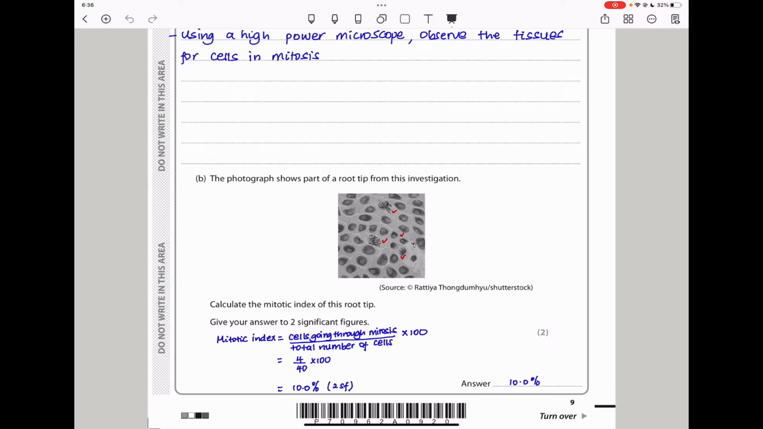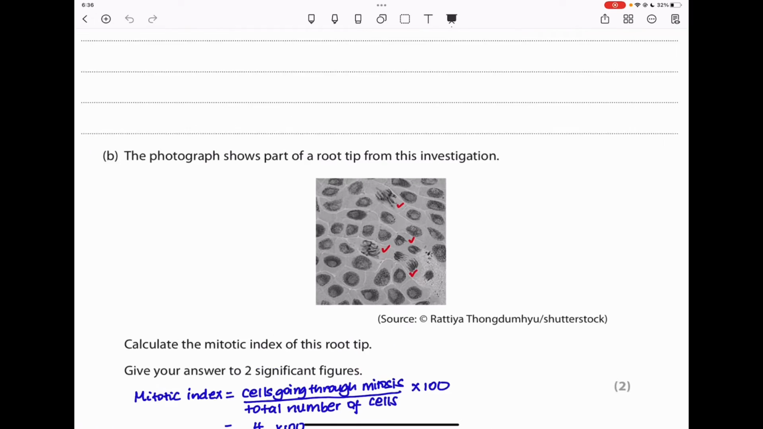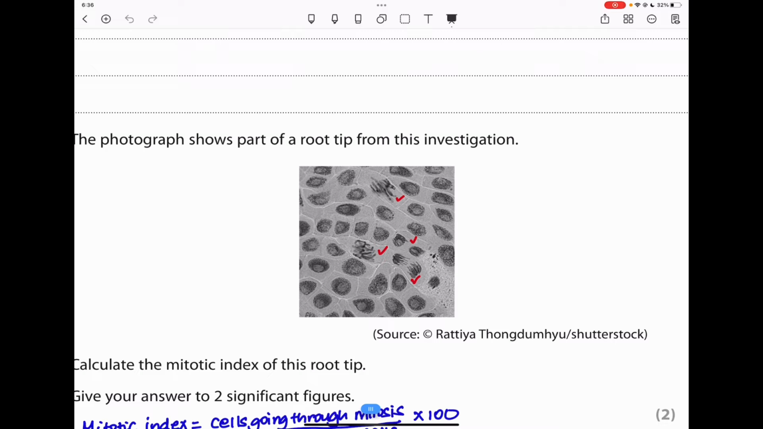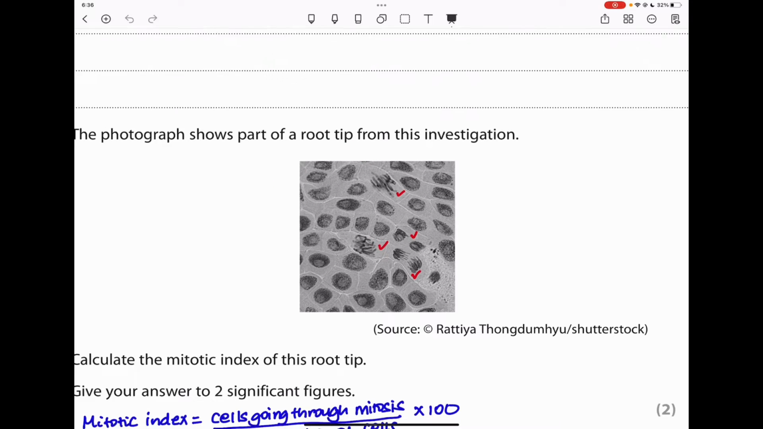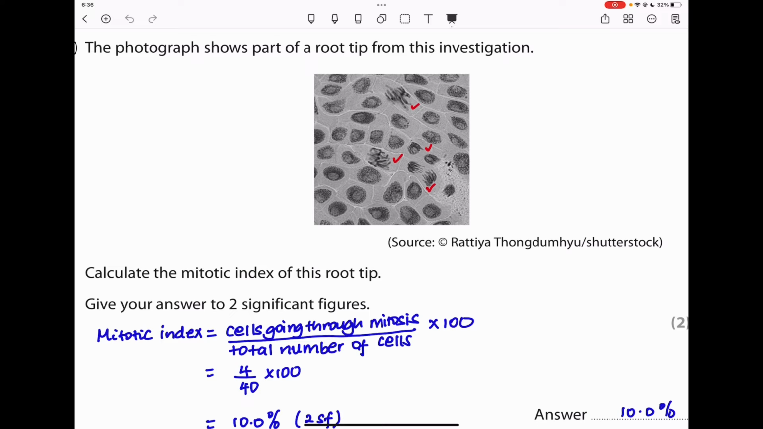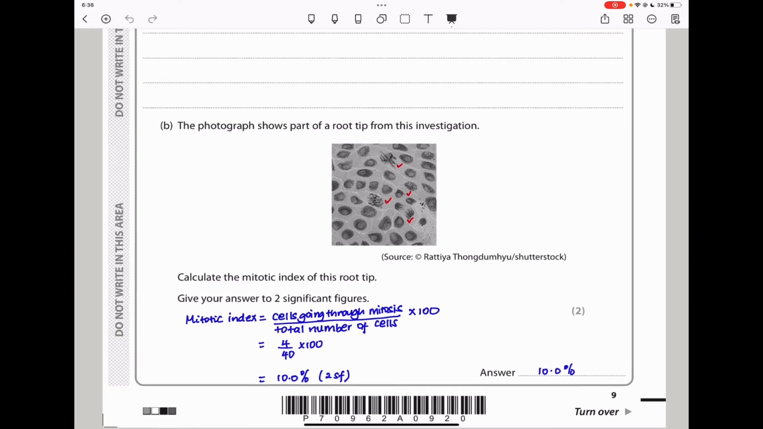The next part, they say the photograph shows part of a root tip from this investigation. They say calculate the mitotic index of this root tip and give your answer to 2 significant figures. Now, I want to enlarge this a little bit so that you can see. When we observe, we can see this is in mitosis because we can see the chromosomes properly. This is and that is. This 1, 2, 3 can easily be observed, but we also have this one that could look as if it's still in mitosis. So a student could use 3 out of the total. I counted the total and observed there were 40, or they could use 4 out of 40. So for me, I used 4.